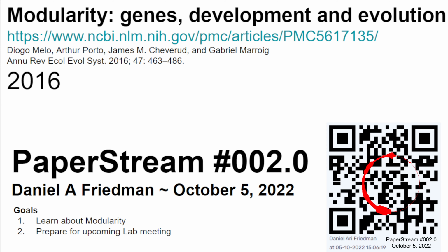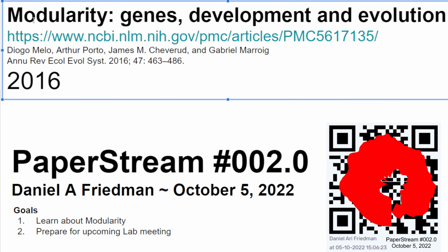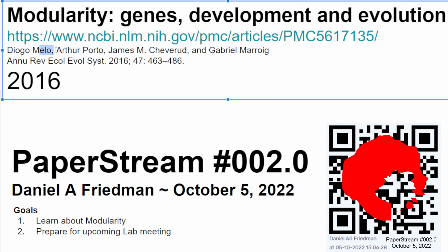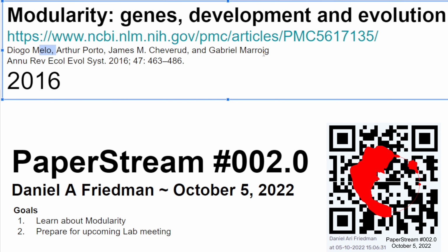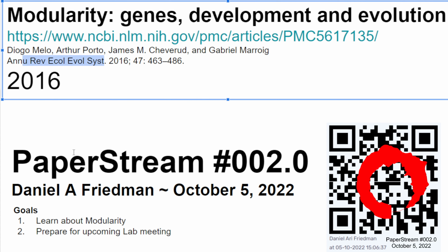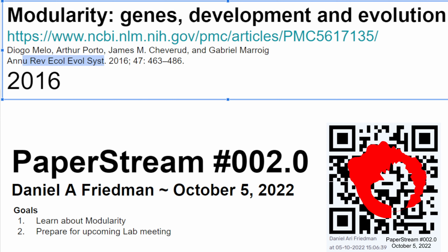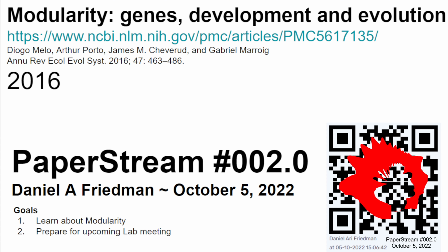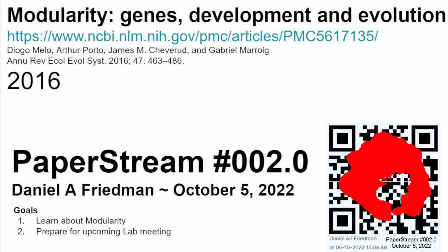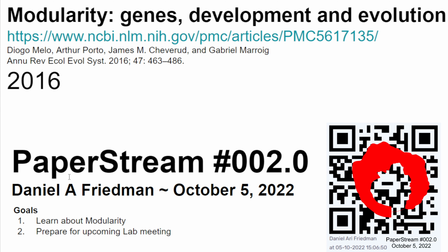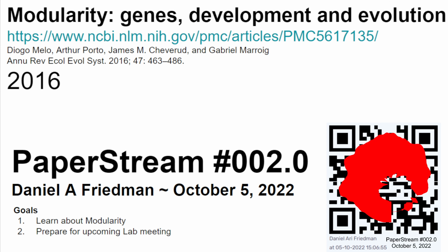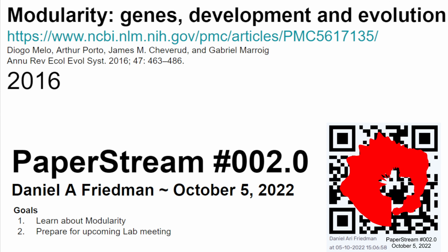All right. The paper that we're going to be discussing in this stream is Modularity, Genes, Development, and Evolution by Diogo, Melo, Porto, Cheverud, and Marroig from 2016 in Annual Review of Ecology, Evolution, and Systematics. The goals of this discussion, and hopefully openings for others to go deeper into different aspects and provide feedback, or for the authors or anyone else if they want to develop some of these areas, are to learn about modularity, how it's used in this paper, and how it's been studied from their perspective, and to prepare for the upcoming lab meeting.